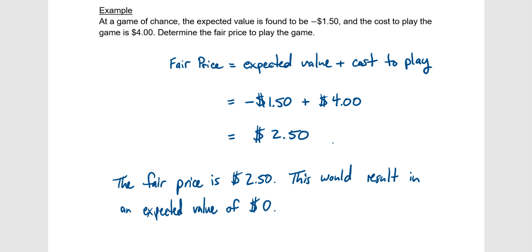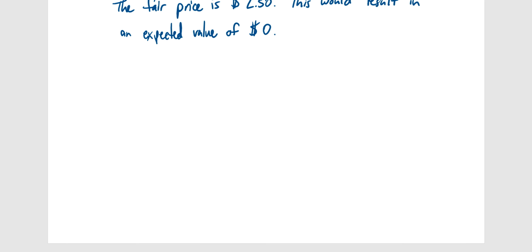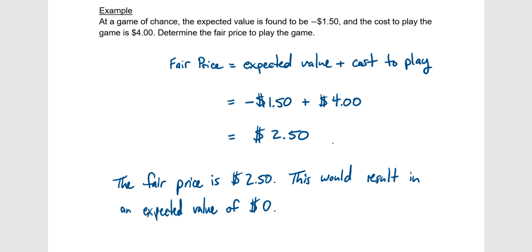Okay, so this one would result in an expected value of $0 for this game. Okay, so if they wanted to redo the game, because right now it's not fair because it's $4 to play it, they would make it $2.50 to have the expected value be $0. Okay, so that is it for this section.